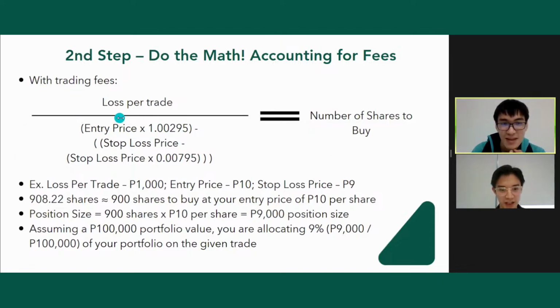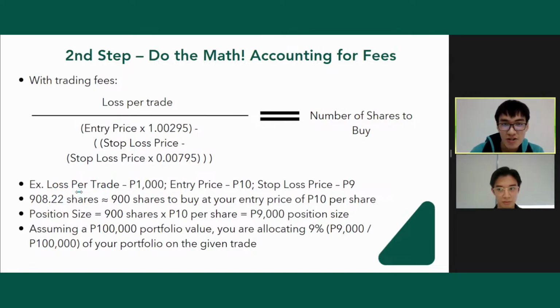Yeah, and if you want the breakdown of the fees, you can go to the PSE's website, which is pse.com.ph, and then you can find all the trading fees for the buy side and sell side. Yep. So essentially, parang simple lang. So just plug in the given. So example, loss per trade, you plug in 1,000 pesos. Your 10 will be there. Your 9 would be there. So just compute it. So in this example, we got a result of 908.22 shares.